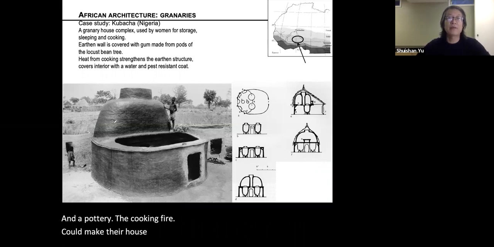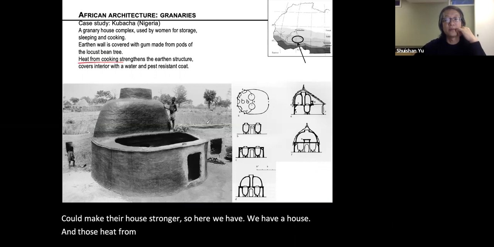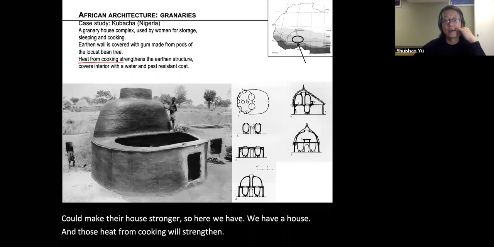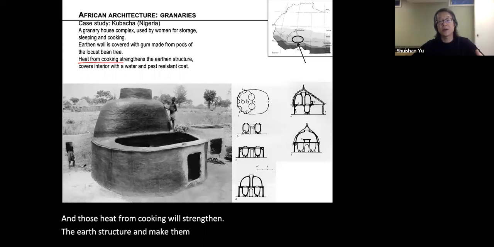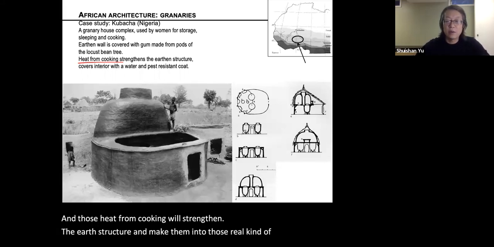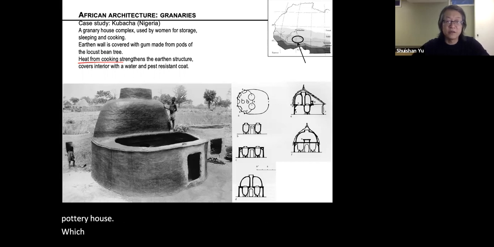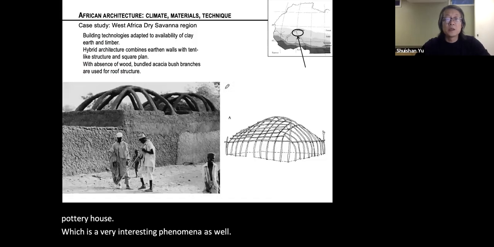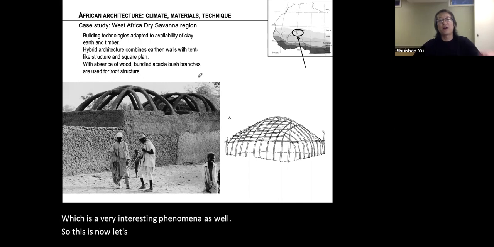So here we have a house, and the heat from cooking will strengthen the earth structure and make it into a real solid giant pottery house, which is a very interesting phenomenon as well. So now let's move on to the dry savanna area.